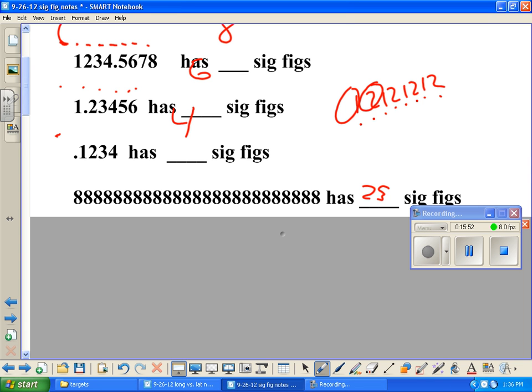If I say I'm 57 years old, how many of those numbers are significant? 2. You got it.